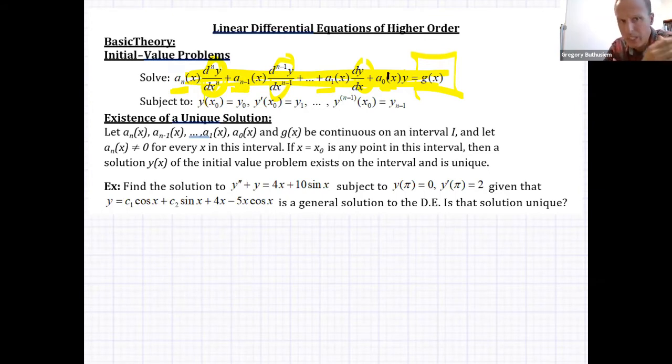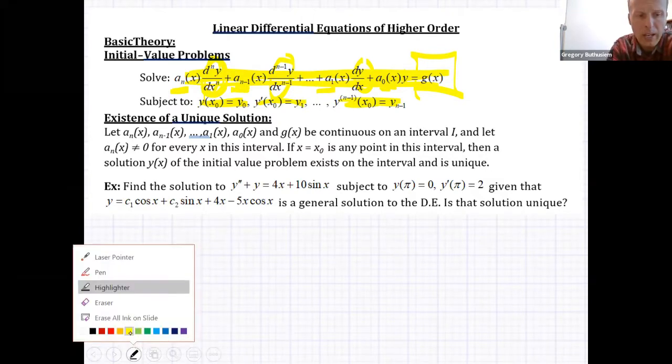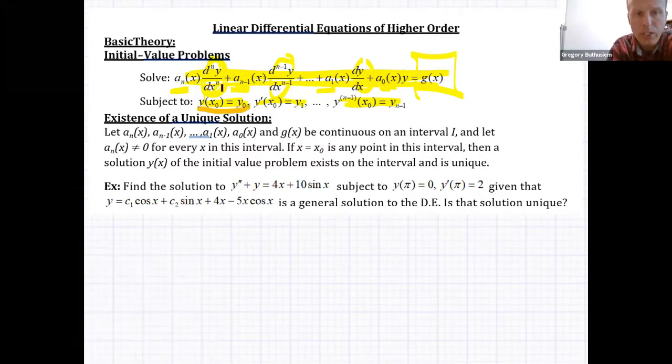All right, but it's an initial value problem, so then it's going to be subject to conditions. Now, it's going to need to give us more conditions the bigger the differential equation is. When it was a first order linear differential equation, all we had was really just this first condition, right? That was the only thing we needed. But when it's second order, we're going to need 2 different conditions. Third order, 3 conditions.